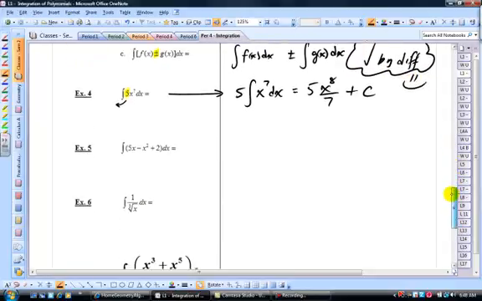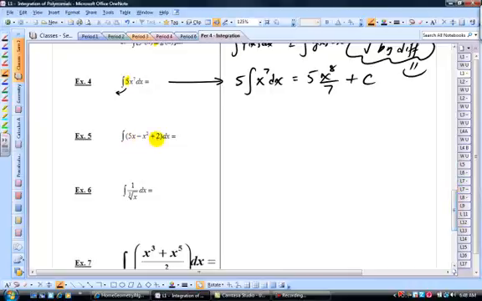Alright, next one, it's a sum and difference of terms. So what you do is you just integrate each one independently. What you have here is the integral of 5x dx minus the integral of x squared dx plus the integral of 2 dx. You can distribute out the 5 if you like and write it as 5 times the integral of x dx, and then minus whatever this is.